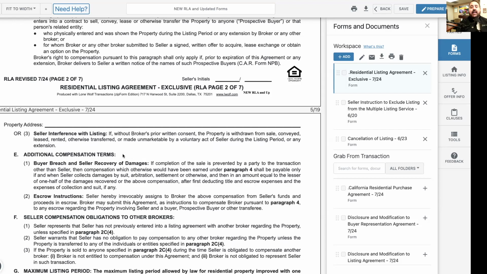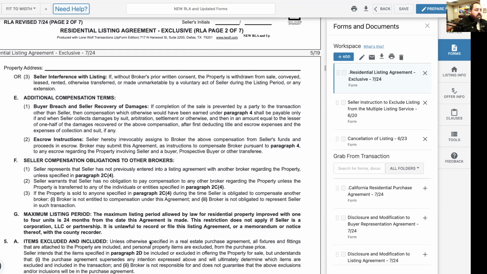The seller interference with the listing. If prior to getting into a transaction, the seller takes down your sign, stops taking care of the property, won't return your calls, won't allow showings, they could get paid. If the buyer acts in bad faith and cancels the transaction and the seller is able to retain their deposit, technically they owe us half of that deposit or our compensation, whichever is less. So you have to actually explain that to them. Okay. This talks about the seller's compensation obligations to other brokers. We talked about that in paragraph 2C, and it references back to that.